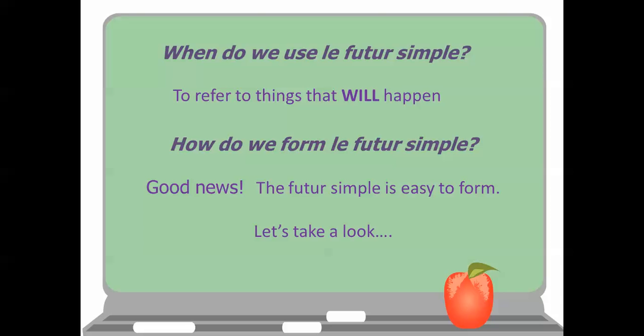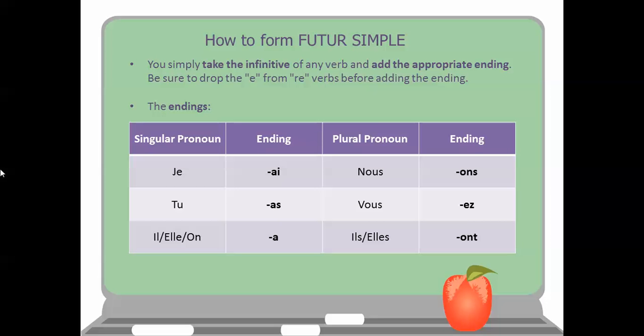Here we go. When do we use the futur simple? When we want to say the word will, when we want to talk about what will happen. How do we form it? Let's figure it out. First of all, these are the endings. Basically, what you're going to do for most verbs is take the infinitive, that's the unconjugated form of the verb or the word at the top of the verb chart, and you're basically going to add these endings. I would suggest that you put the video on pause and copy down this chart and then start it up again when you're ready.